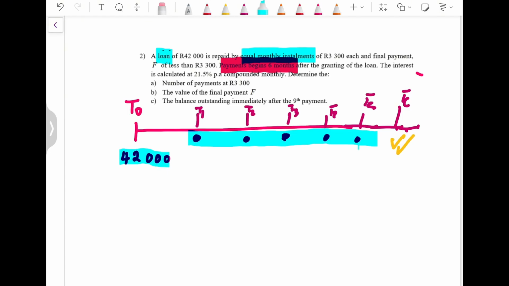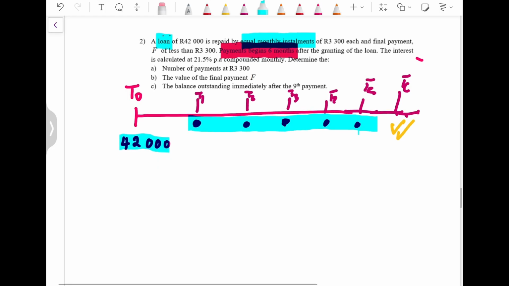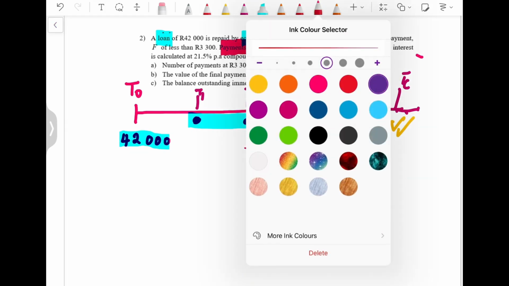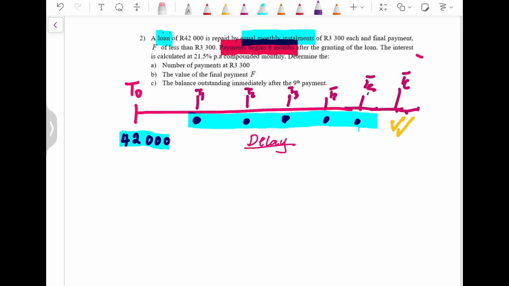Now the interest is calculated. Okay, I did read that one. Determine the number of payments at 3,300. Okay, step number 1 here. This delay will affect our P. So now let's calculate the amount payable at T5.